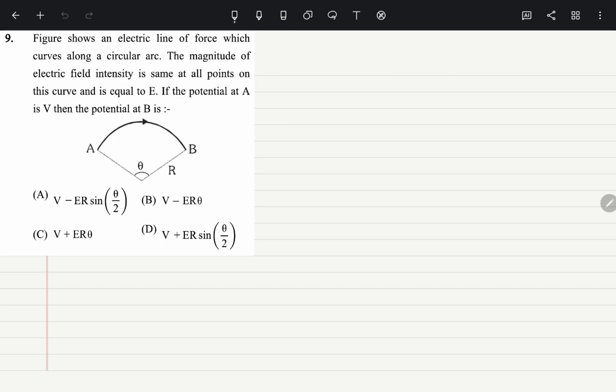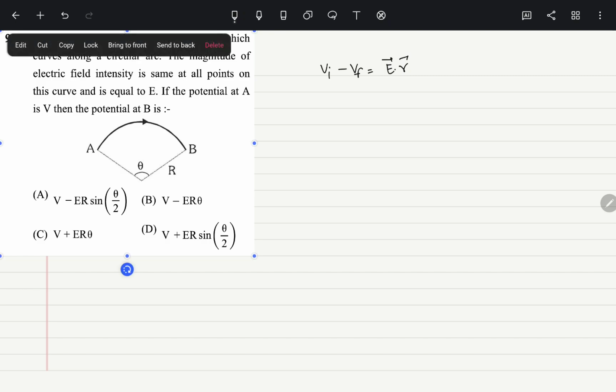Question number 9 is based on the relation between potential and electric field. The electric line of force curves along a circular arc, and the magnitude of electric field intensity is the same at all the points on this curve, equal to E. If potential at A is V, then find the potential at B. So the relation is V initial minus V final equals E dot R.